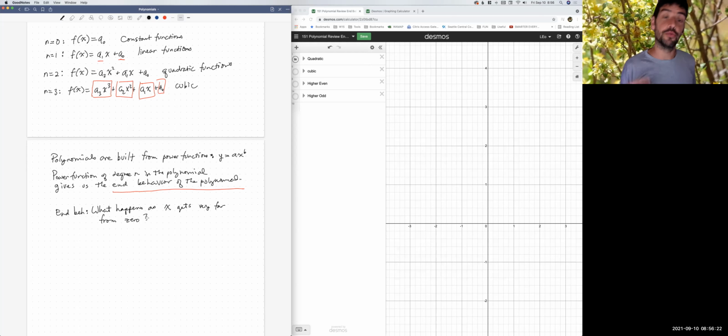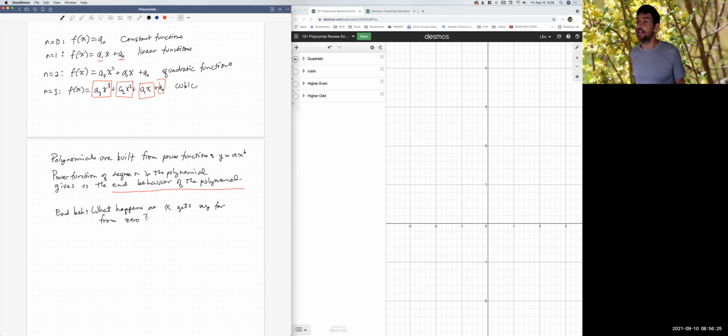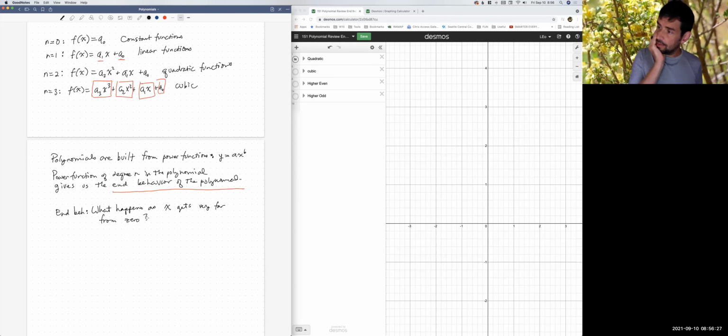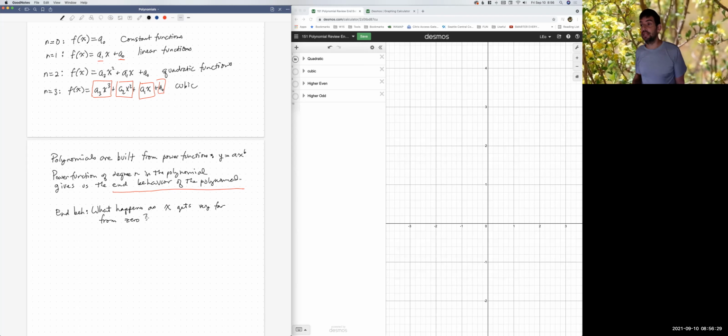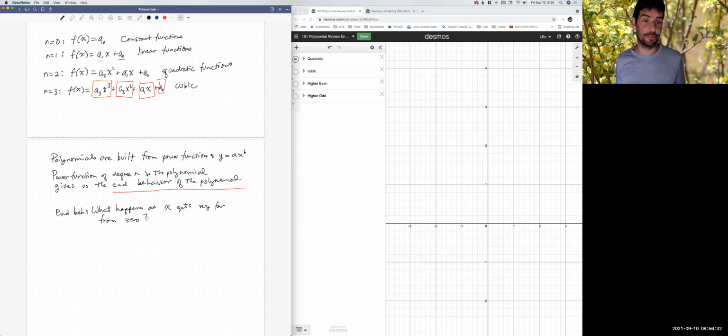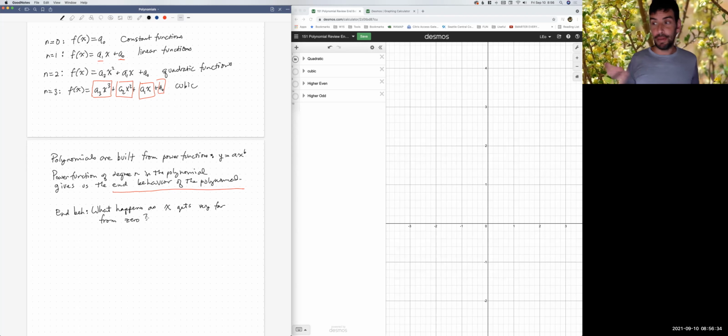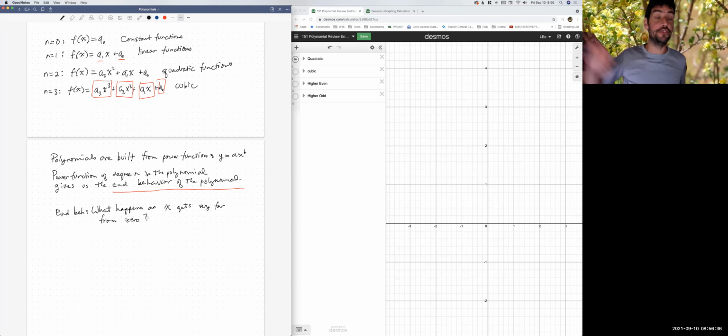A good question about this is, what does very far mean? Well, maybe the easiest way to think about that right now is that very far just means past the place where there's any surprises, where its behavior settles down and it just keeps doing the same thing.